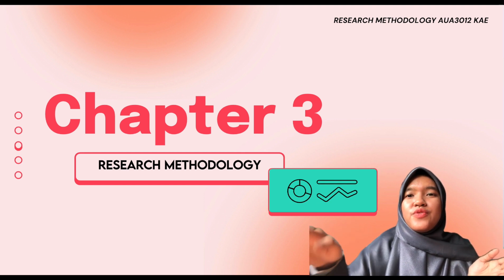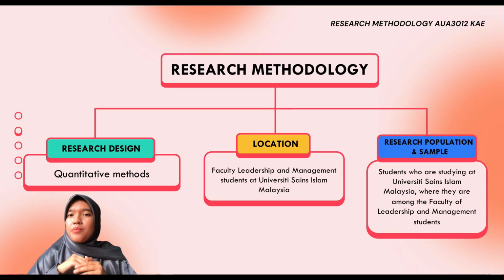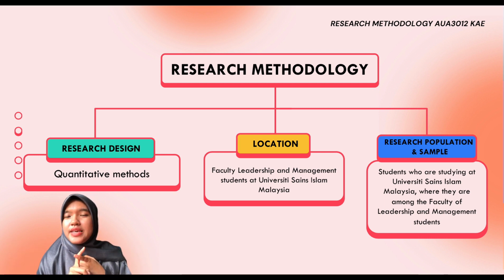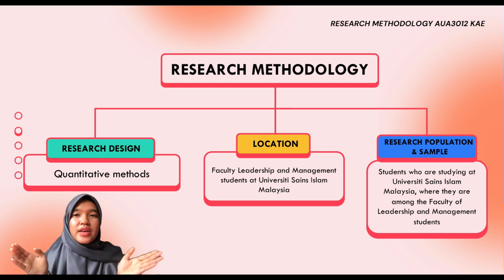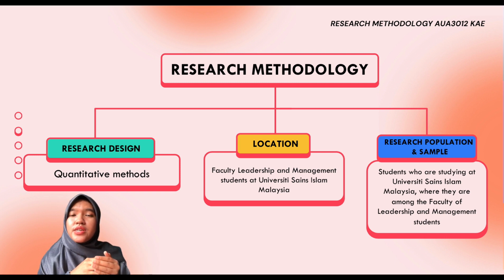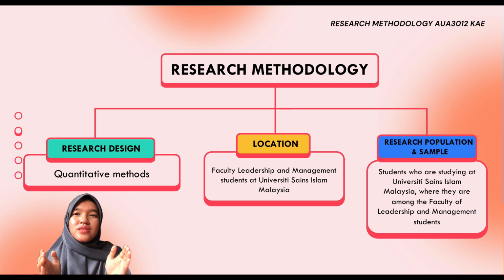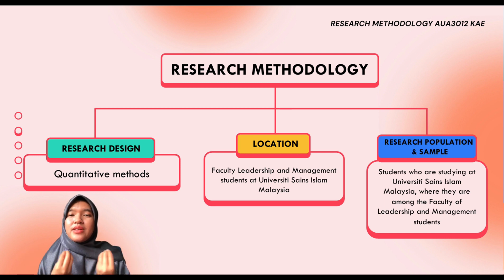Here, I state six points. The first is research design. My research uses a quantitative method using a Likert scale, which I separate into two sections. Section A is about demographics, or personal information, and secondly, questions related to the research questions and research objectives. Secondly is the location. I use faculty leadership and management students at Universiti Sains Islam Malaysia because mostly they use TikTok as a platform to communicate with other people and as entertainment.